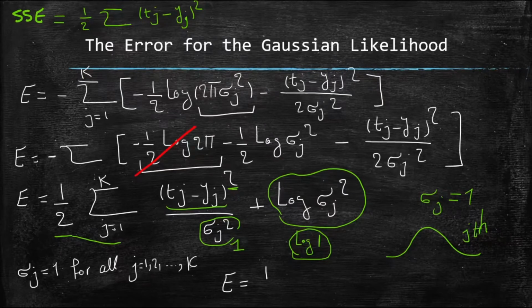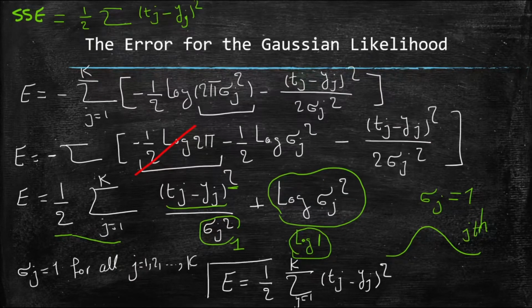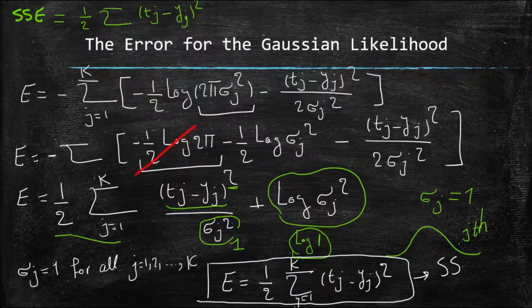So E would be 1 over 2 multiplied by sigma of j equals 1 to k of the ground truth j minus the prediction j, squared. Now that, my friends, is the famous sum squared error function that everybody keeps talking about. Whenever they come up with a regression problem, they talk about the sum squared error function, and this is how you get it. So remember, what is so important here is this.